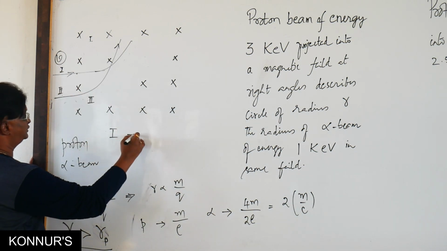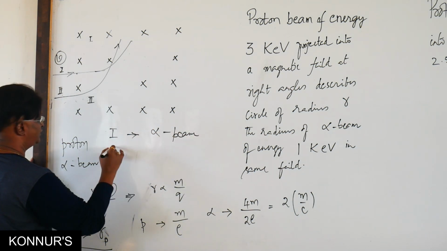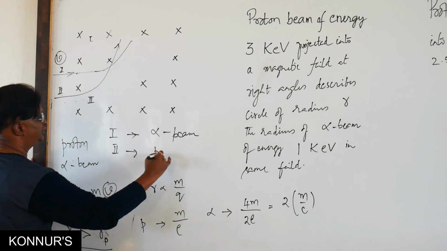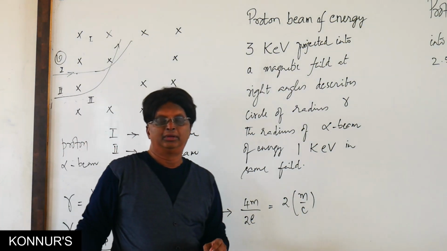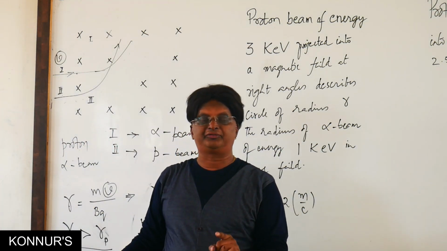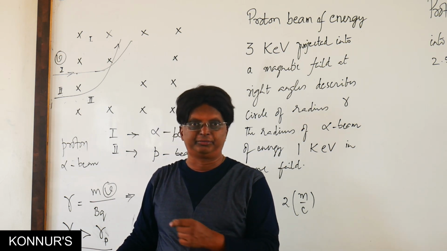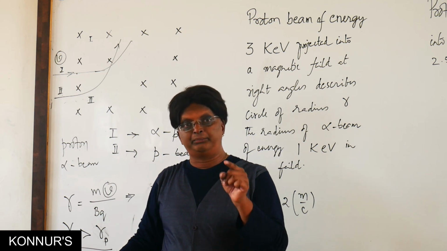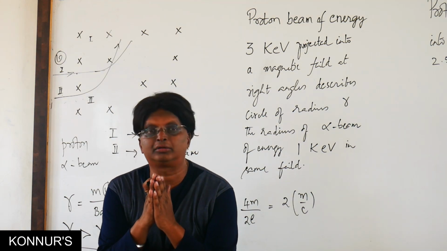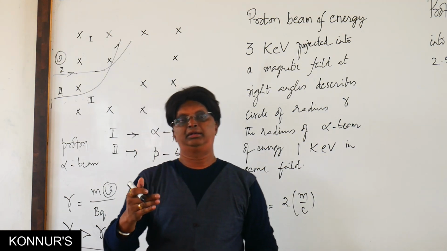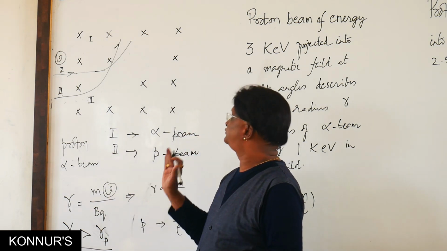Track 1 represents the alpha beam, and track 2 represents the proton beam. Hope you got the answer. Make sure degree of curvature is inversely proportional to radius of curvature. That is the principle that we have used here. When you are comparing the radius, also make sure whether you are given velocity as data, or momentum as data, or kinetic energy of the particle as data. Then only we can use the right expression.